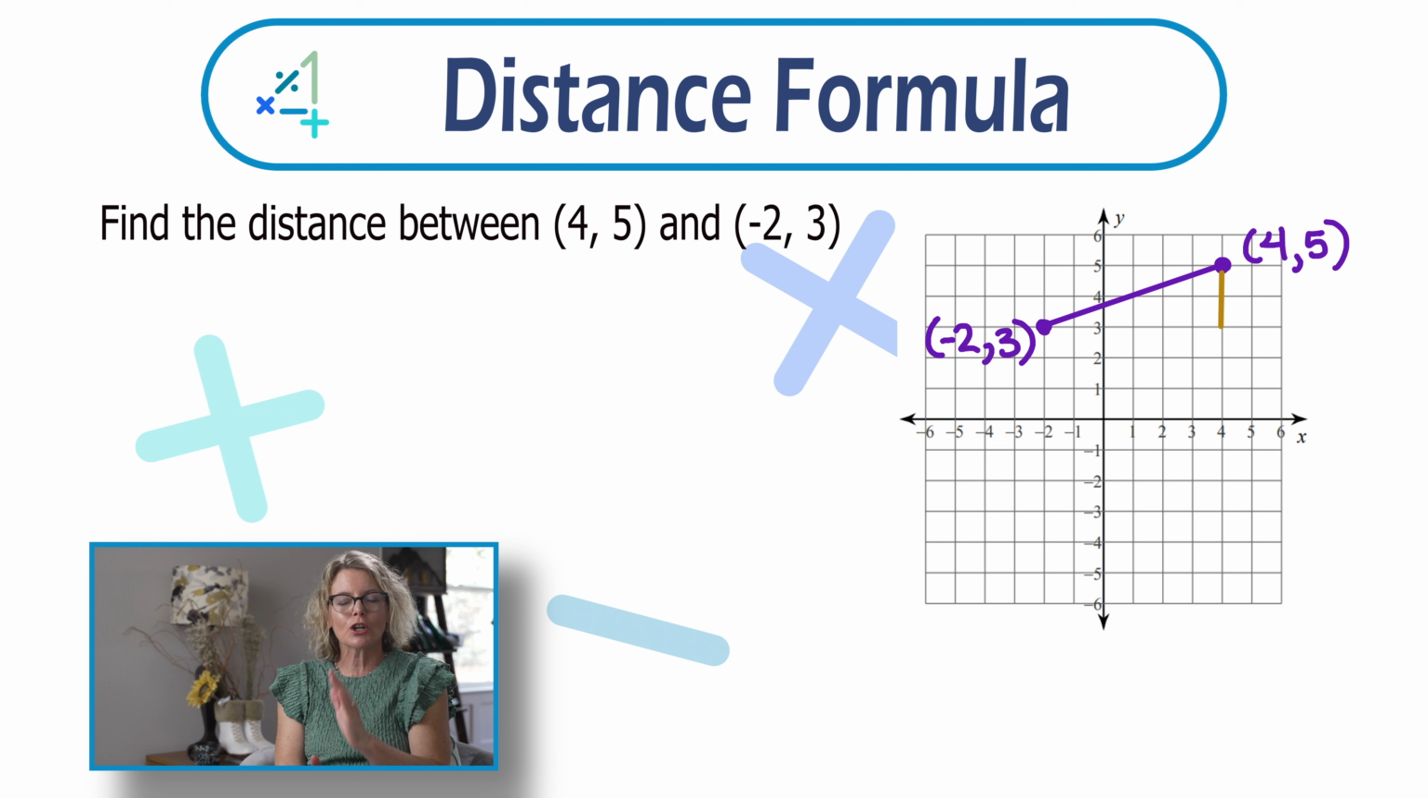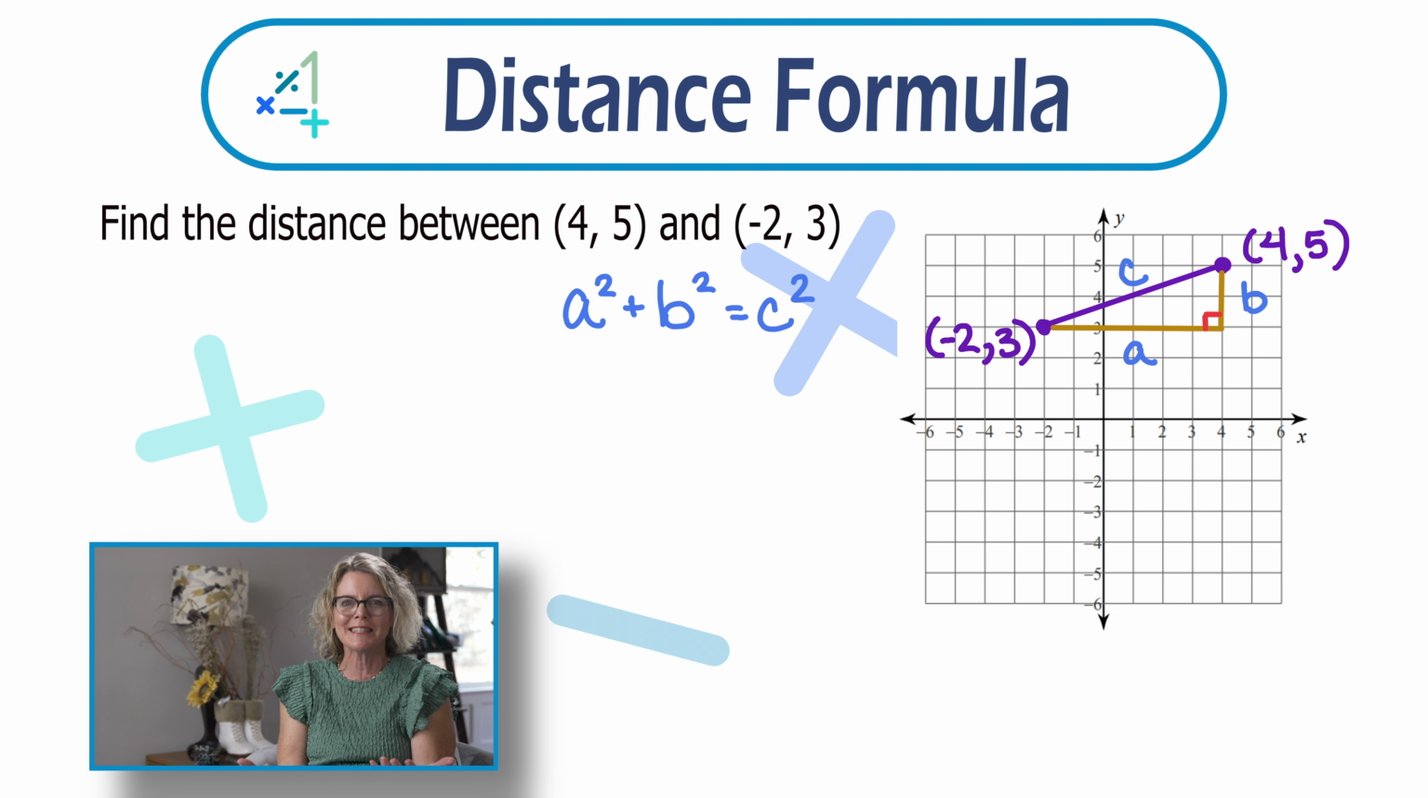I'll bring vertical and horizontal lines to make a triangle between these points. Not just any old triangle, but a right triangle. And we just learned that in a right triangle, a squared plus b squared equals c squared. And in our sweet triangle, the vertical and horizontal lines are a and b. And that distance that we are looking for is our hypotenuse, c.